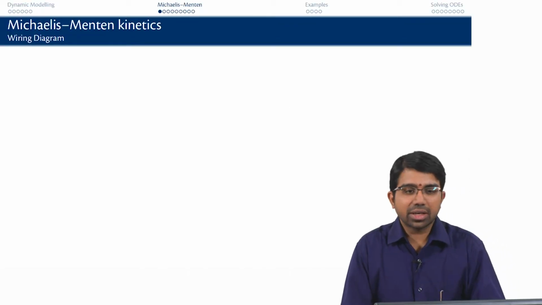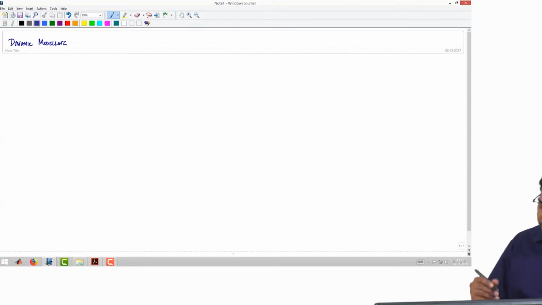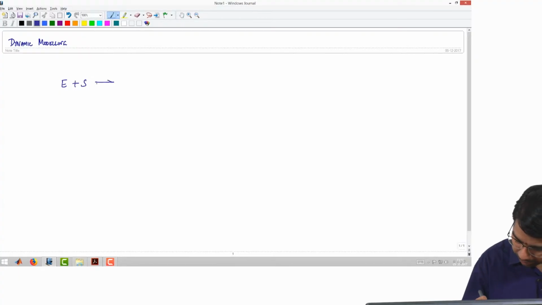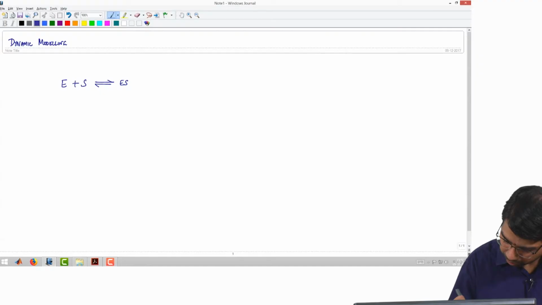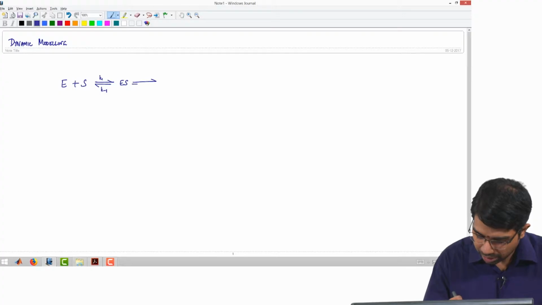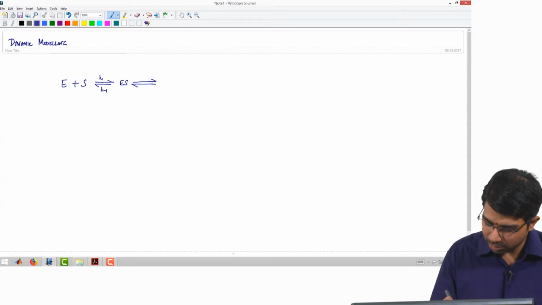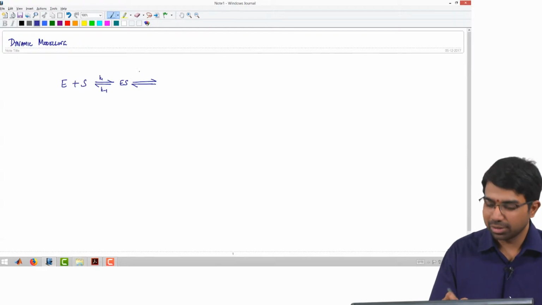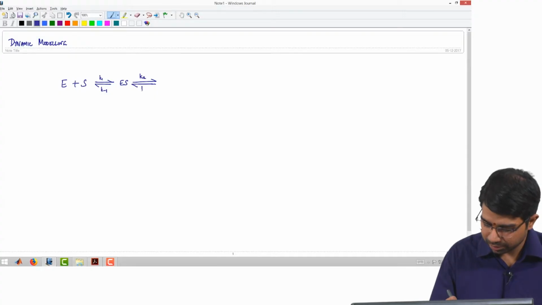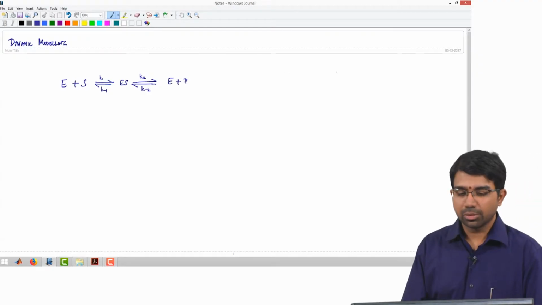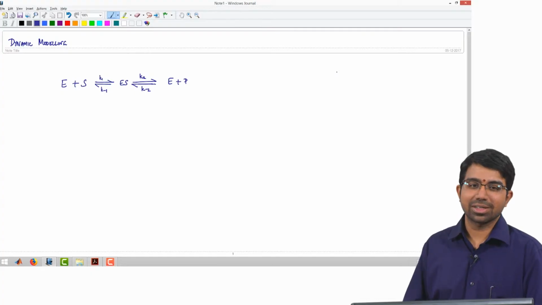So, what is the wiring diagram, if you will? This would be the wiring diagram, E plus S. Right from here the assumptions will start, right. You may see in most books that this may be written as a forward reaction, but that is not at all necessary. What is the rate of the reaction? What do we mean by the rate of the enzyme catalyzed reaction?